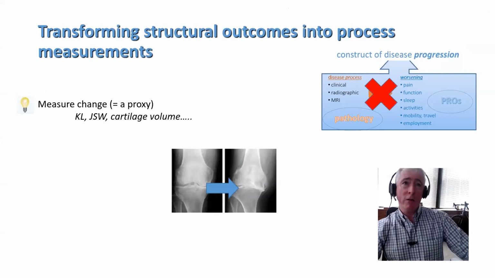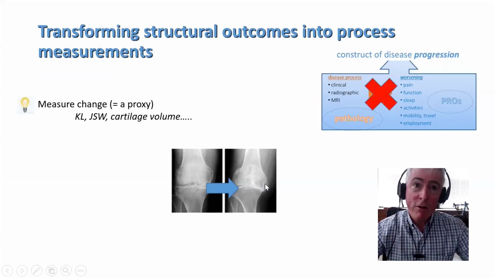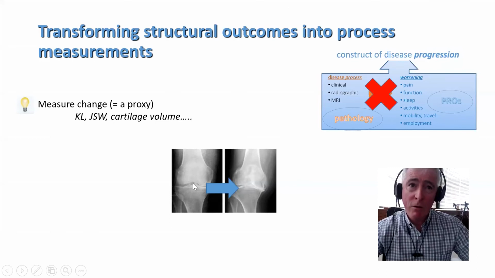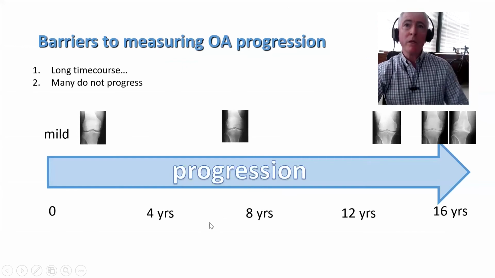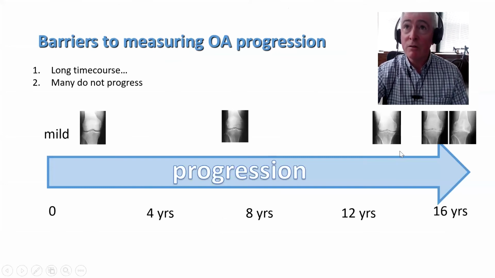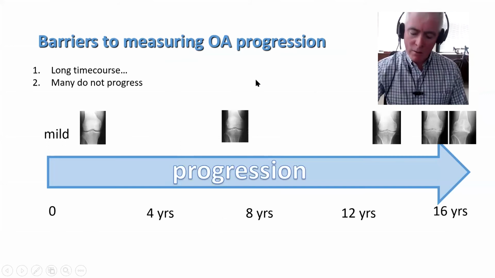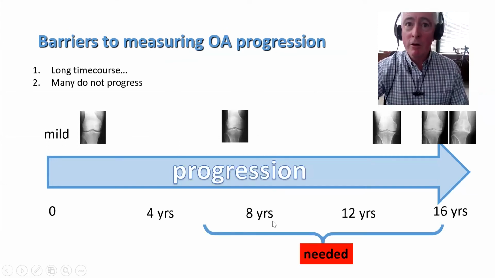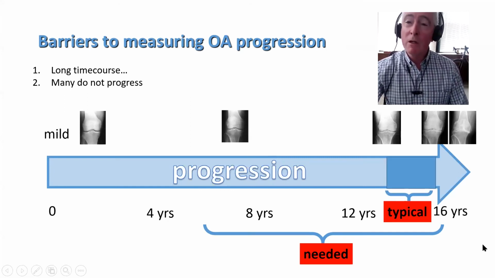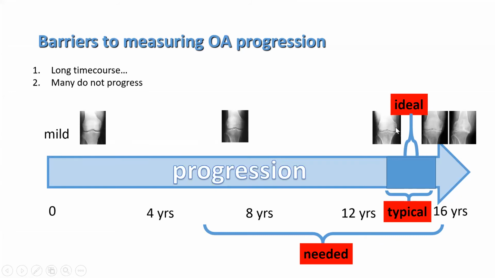But going back to change, which we've used as a proxy for disease process, KL grade change, JSW change, and cartilage volume change are all used, and here's an example. But actually, it's problematic. And the other big problem for us is that the time course of osteoarthritis progression is very long. In fact, we looked at it in the Osteoarthritis Initiative, and over 8 years or so, very few people actually progress. So if you're going to do a clinical trial, you really need to study people over many, many years. But what's typical or usually feasible is only 2 years, and you can see it goes from here to here. Ideally, we'd want to be able to study much shorter periods of time in order to do consecutive trials and drug development.